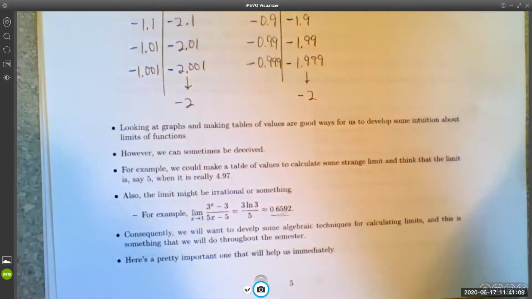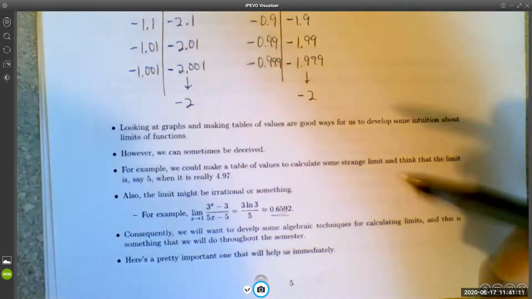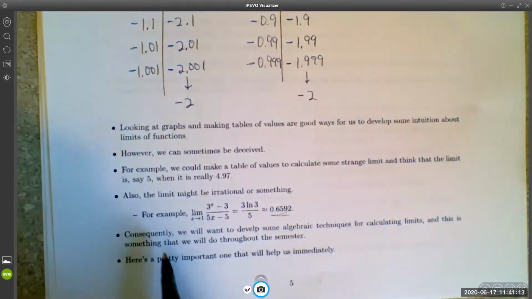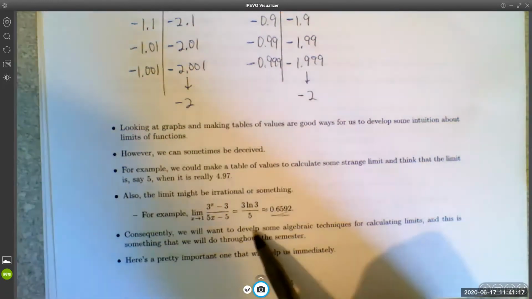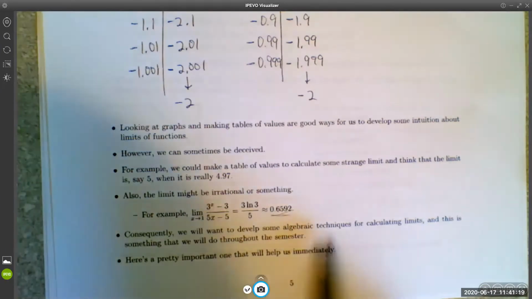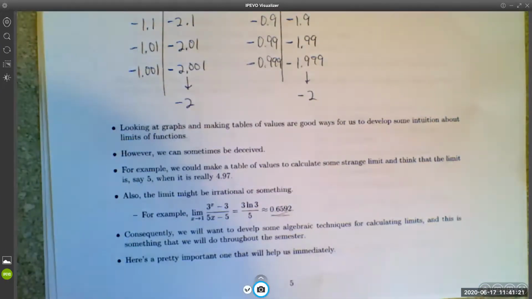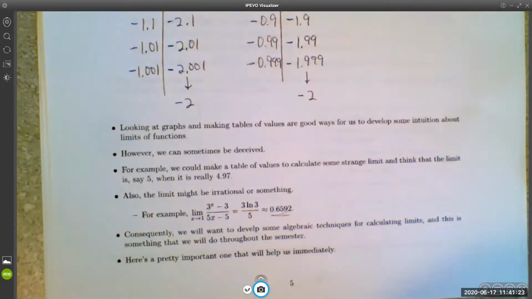So anyway, the point I'm trying to make is that we need to develop some kind of algebraic technique for calculating limits, right? That's the only way to be absolutely certain about what a limit is. And we'll talk about that a little bit this semester. You'll talk about it in even more detail in calculus.